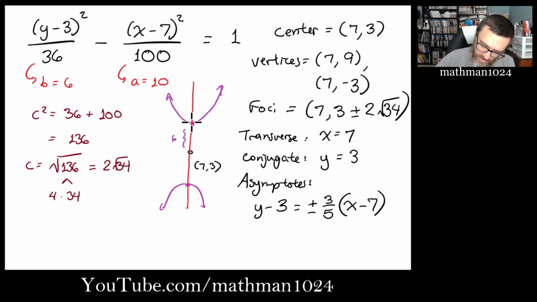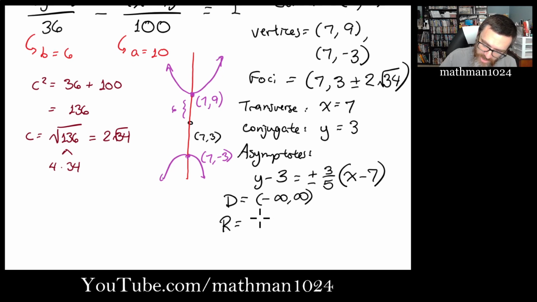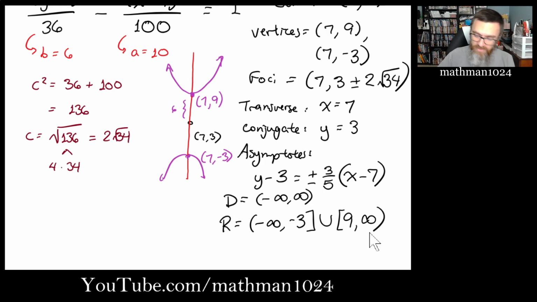All right, so we had this ordered pair right here, which was 7, 9, and this other one, which was 7, negative 3. So using this picture, it's very easy to come up with the domain. The domain is all real numbers. And then my range, you see we're coming from negative infinity up to a y value here of negative 3, including that guy, union. We pick back up when y equals 9 and going up to infinity.